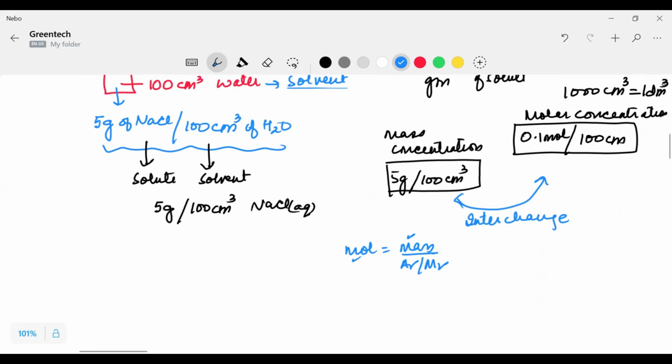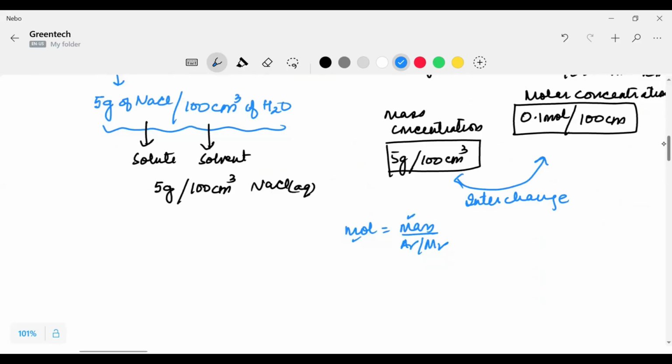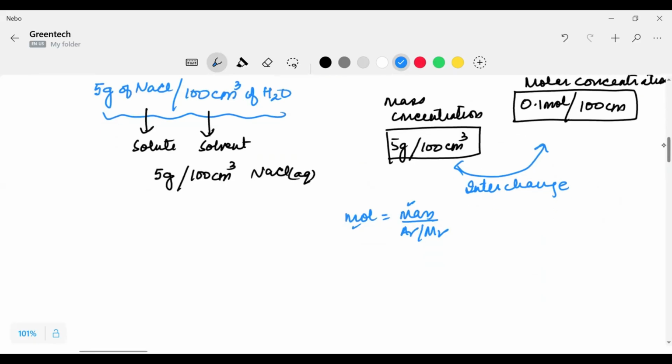Okay, fine. Agreed? So let's do a little exercise where I'm going to give you a mass concentration and you have to convert it back into molar concentration and vice versa. If the mass concentration or the gram concentration of a substance is given to you, you have to convert it into the molar concentration.